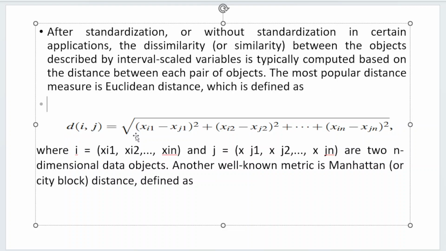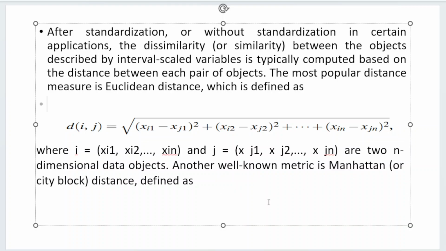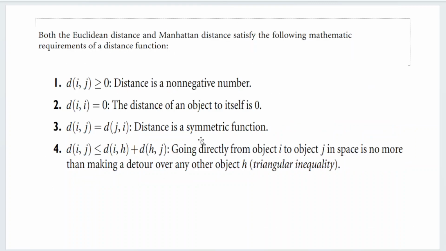What is the Euclidean distance? d(i, j) is equal to the square root of (x_i1 minus x_j1) whole square plus (x_i2 minus x_j2) whole square, and so on, till (x_in minus x_jn) whole square. This is how to calculate the Euclidean distance if you want to find the distance between two objects i and j. Another well-known metric is the Manhattan distance, also called city block distance.